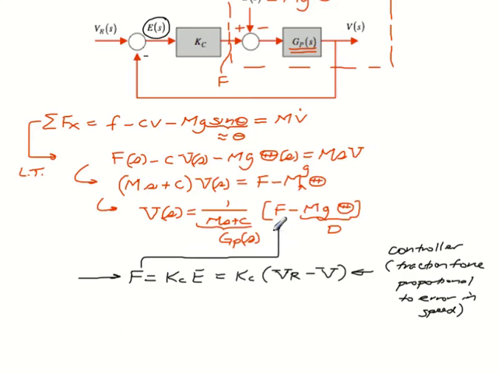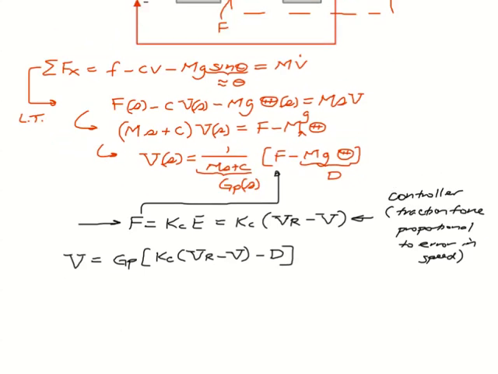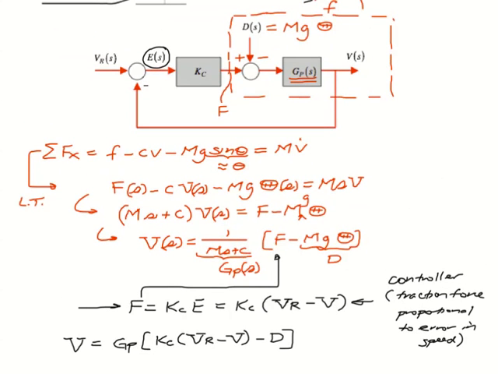So if I put our controller in for the traction force like this, what I end up with is V is equal to Gp times Kc times the difference between the reference speed Vr and the true speed V, minus Gp times D. We want to reduce this down. Well, first let me say that what this represents now is our complete block diagram above here.